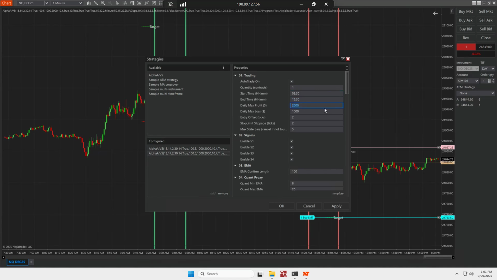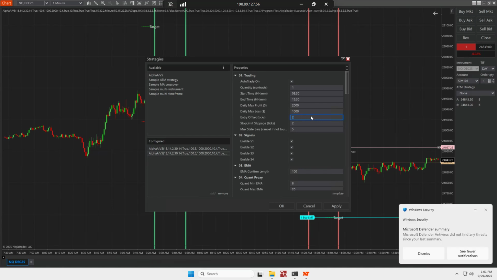If you reach it, you're not going to take any trade. Same with the max loss. So for this specific template, daily max profit is $2,000, daily max loss is 1. And then we have the entry offset, which means this bot actually doesn't take trades in market orders. It takes trades on limit orders, either sell limit or buy limit. Okay, so this is the offset.